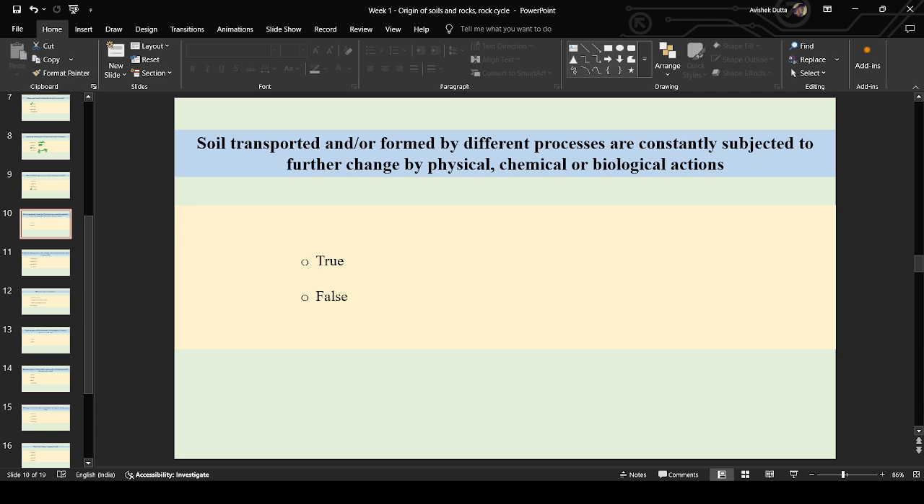Now let us take the example of marble. Yeah, it is a metamorphic rock. I'm not talking about rock, I'm talking about soil. Soil transported or formed by different processes are constantly subjected to further change by physical, chemical, or biological actions. I'm talking about nature, not about something you get from nature and put to commercial use. Even if it is a soil or a rock, any kind of geomaterial, after it is formed by various geological processes, it will be further subjected to physical, chemical, or biological actions. Is it true or false?